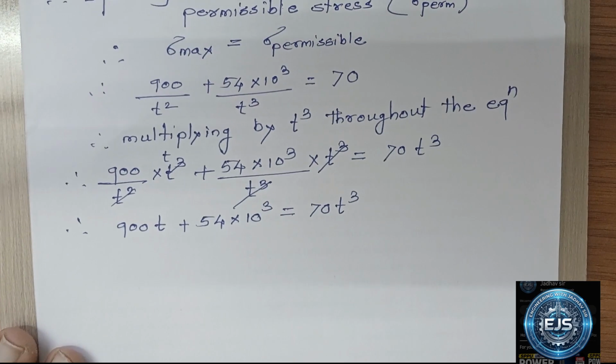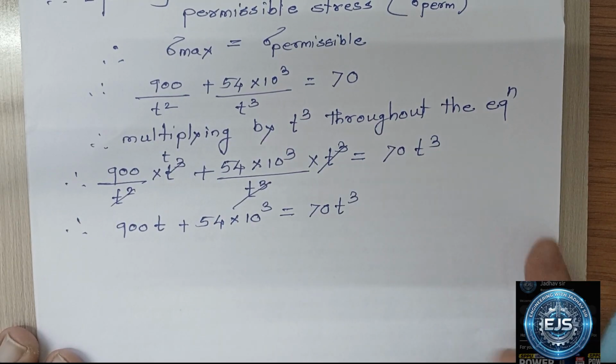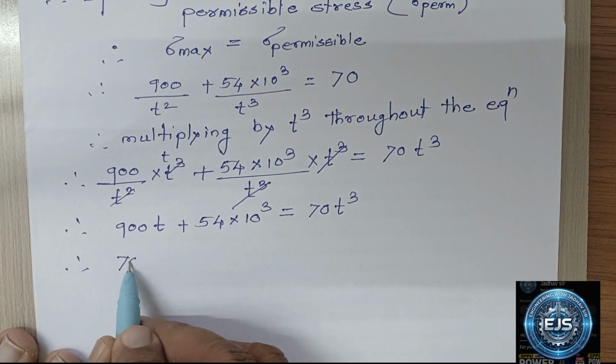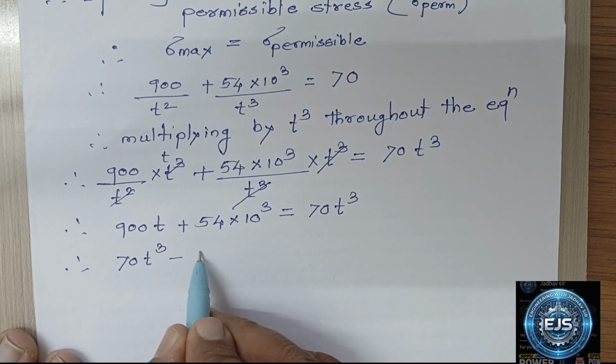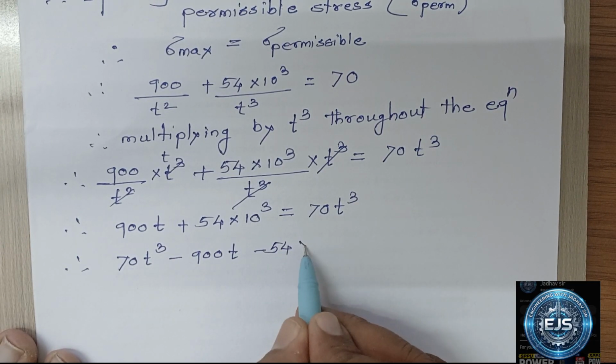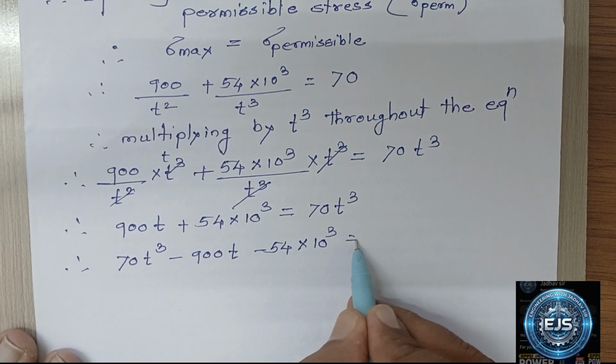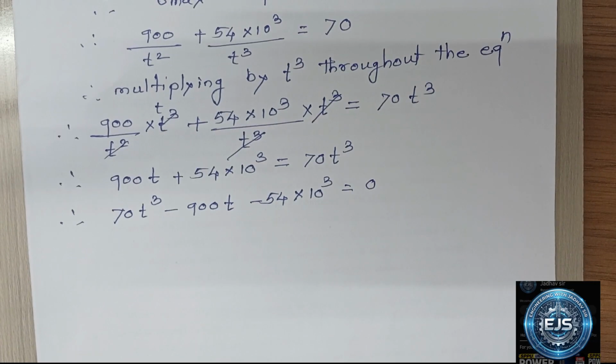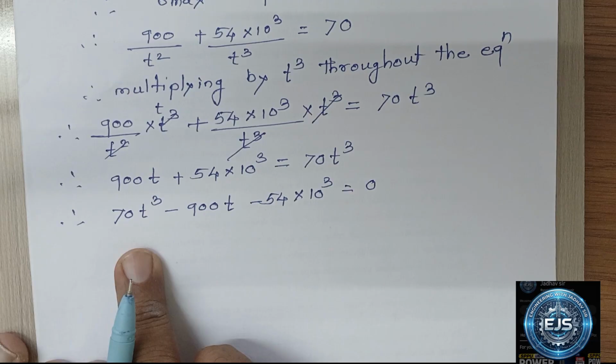So we can transfer these two terms to the right side, so both will be negative. So the equation is in this way: 70 t cube minus 900 t minus 54 into 10 raised to 3, and that is equal to 0. Then we have to solve this equation on the calculator by using a cubic equation.